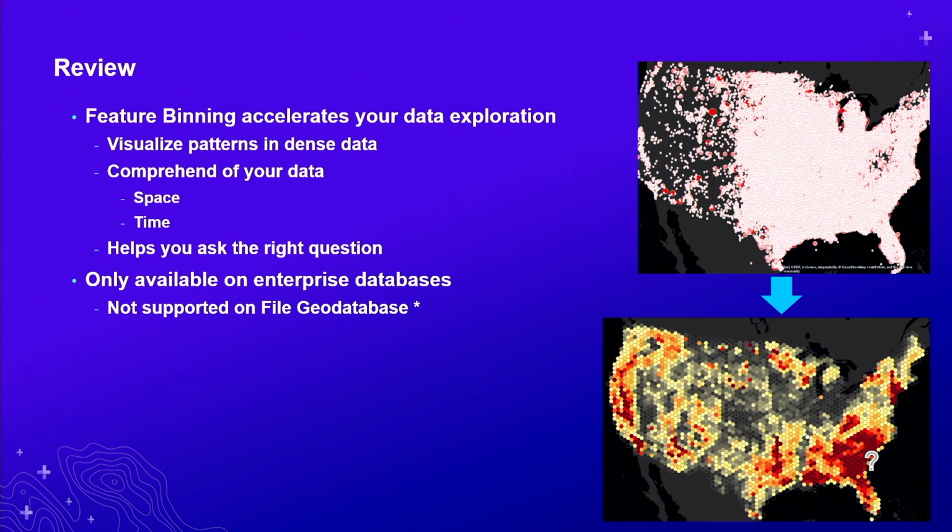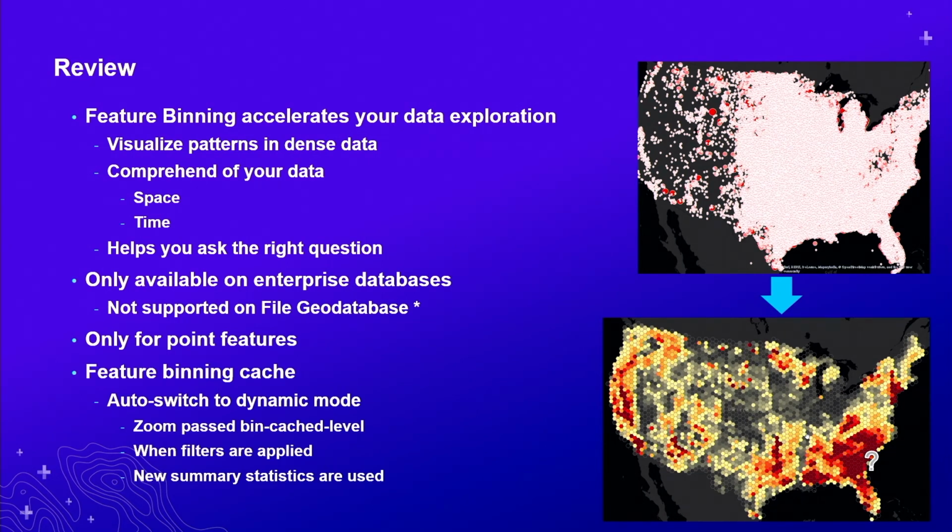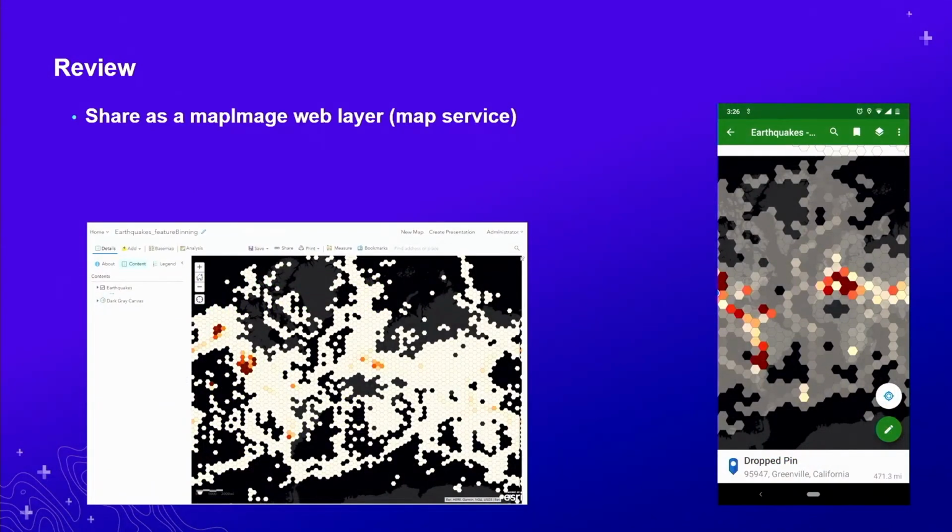Right now it's only available on enterprise databases. Currently it's not supported on file databases. It only supports point features. Lines and polygons are not supported. And we just talked about feature binning cache moments ago. Once you have that layer, if you want to share that with other people within your intranet or across the internet, you can share that out as a map service or map image web layer, and then you can consume that back in the ArcGIS Online Map Viewer or on your handheld device using ArcGIS Collector or another application.